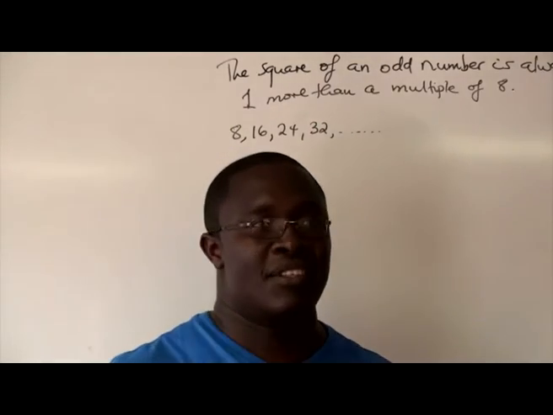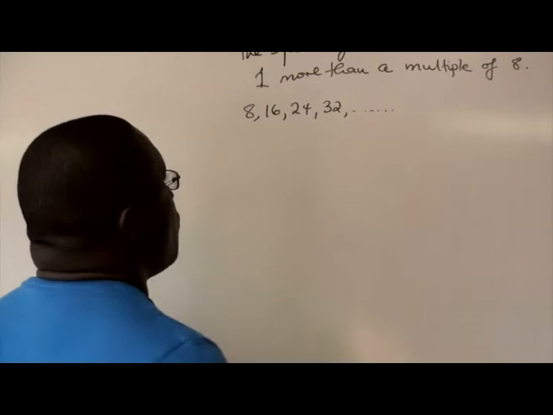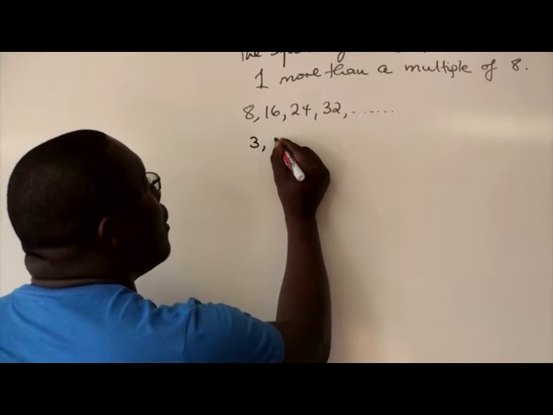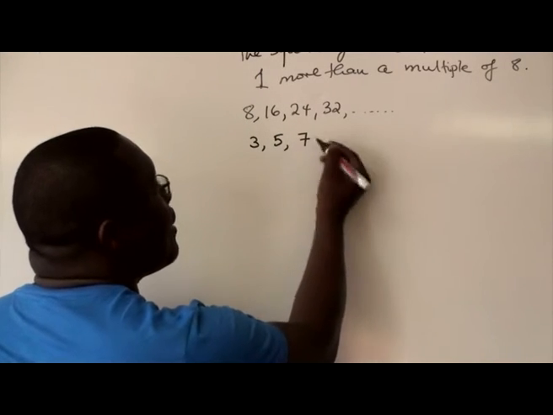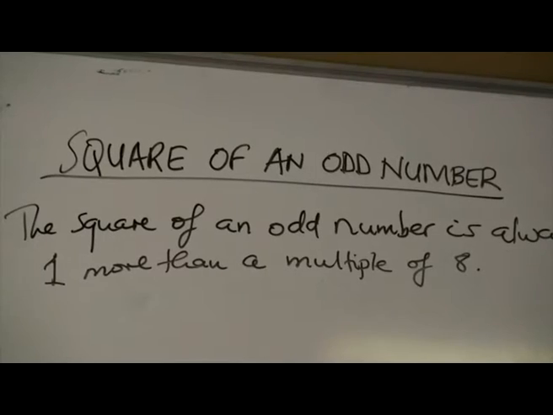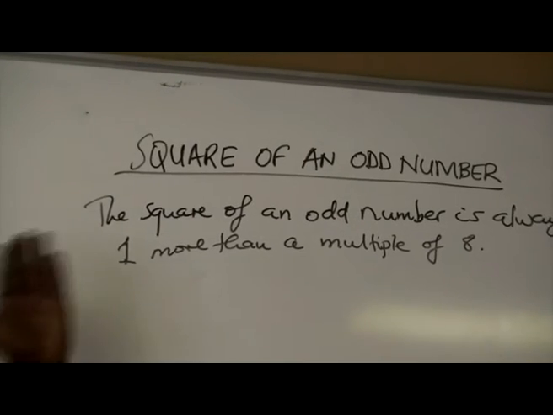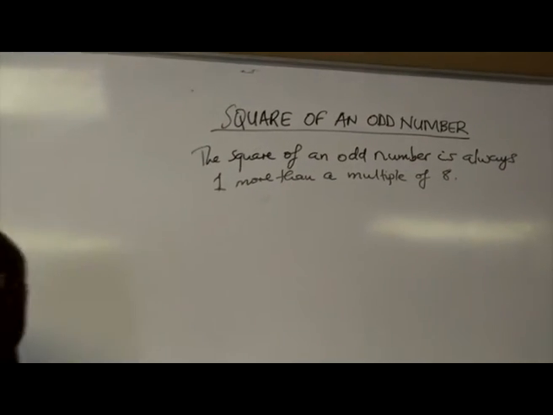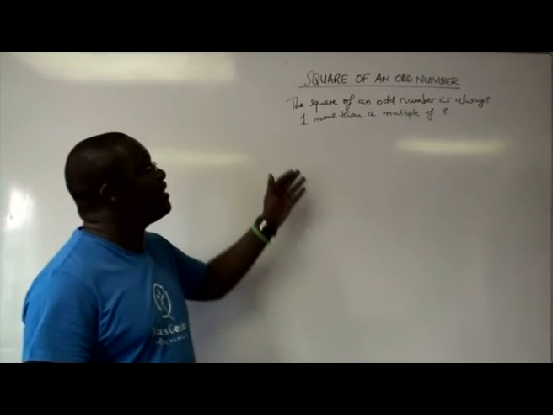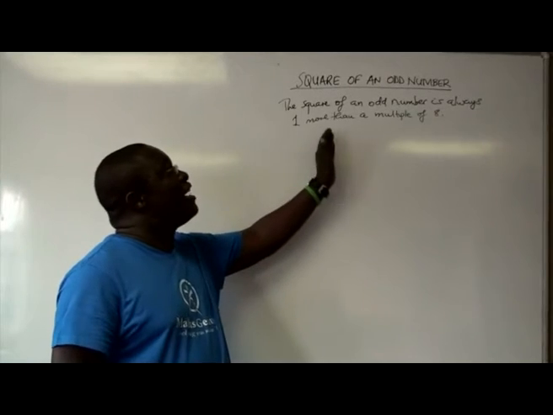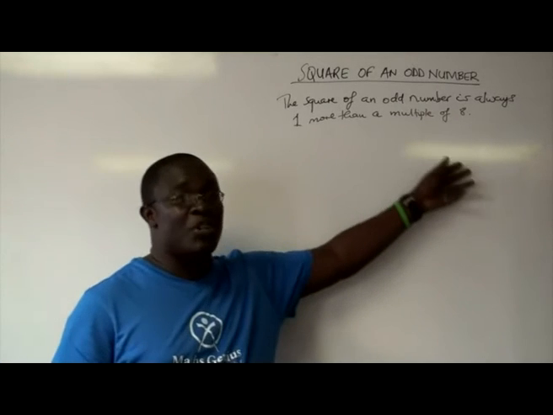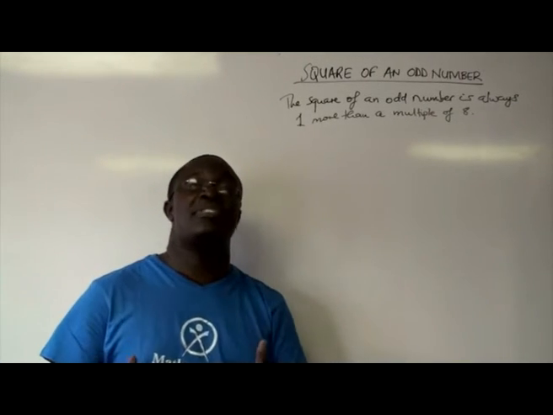Let's experiment. What odd numbers do we have? We have 3, 5, 7, 9. Today we're going to be looking at the characteristics of the square of an odd number in relation to the multiples of 8. So you find that the rule says that the square of an odd number is always one more than a multiple of 8. So we just need to prove that mathematically.